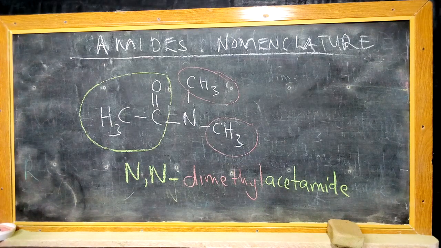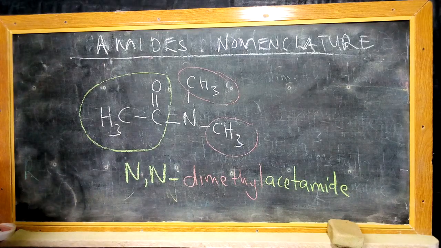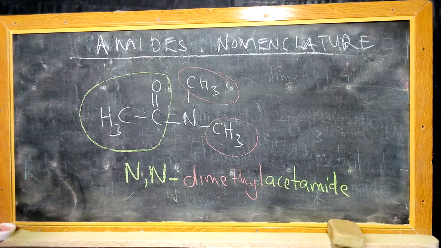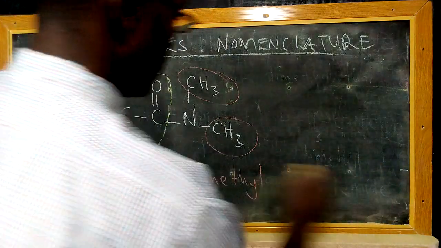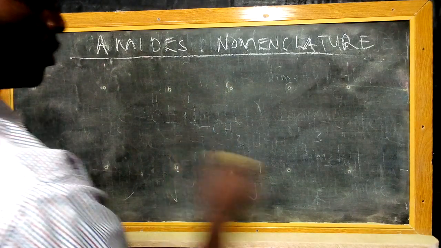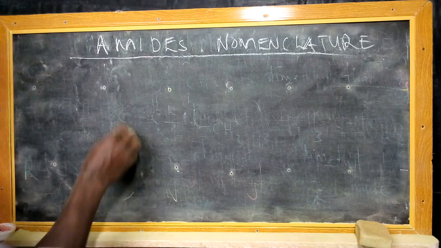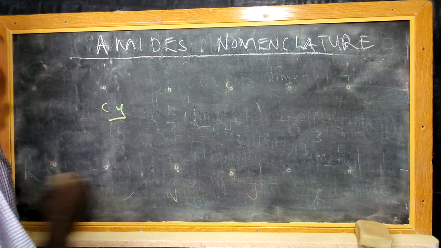Now amides do not have a different characteristic apart from the one that we have said, and their formation is the reaction between an organic acid and amines. In this case as well, we have cyclic amides, but the cyclic amides have a special name.